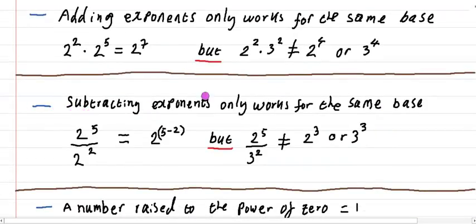Subtracting exponents only works when you have the same number base. 2 to the power of 5 over 2 to the power of 2 is 2 to the power of 5 minus 2, but once again 2 to the 5 over 3 to the power of 2 can't be written as a simple power of 2 or 3.